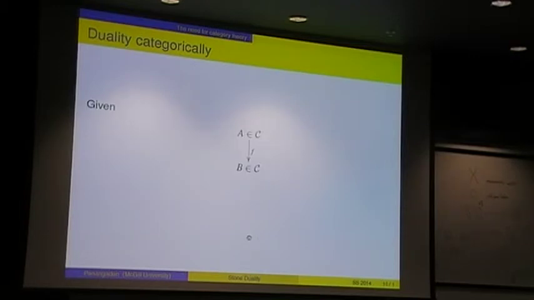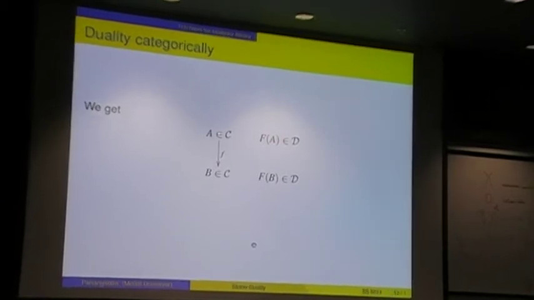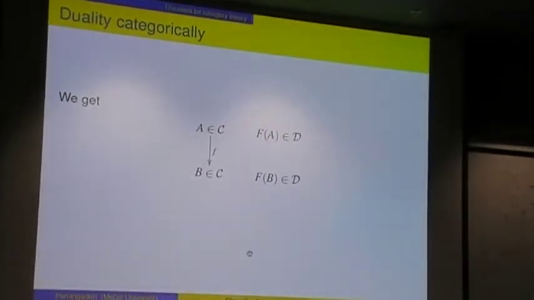So let me spell out carefully what happens. I have an object in one category, a map between these two objects A and B. All of this is happening in the category C. And then I have this construction, whatever it is, that constructs a new gadget in D corresponding to A and another one corresponding to B. And furthermore, I also get a corresponding map.